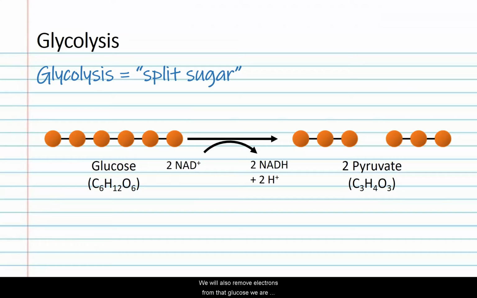We will also remove electrons from that glucose, so we are going to do some oxidizing here, and those electrons are going to be temporarily placed on our electron carrier molecules, our NAD, right? NAD will pick up electrons and hydrogen to become NADH. There will also be some hydrogen ions generated in this process. We will also get a little bit of ATP through glycolysis. So for each glucose that is fed into this pathway, we get 2 ATP, 2 NADH, and 2 pyruvate.